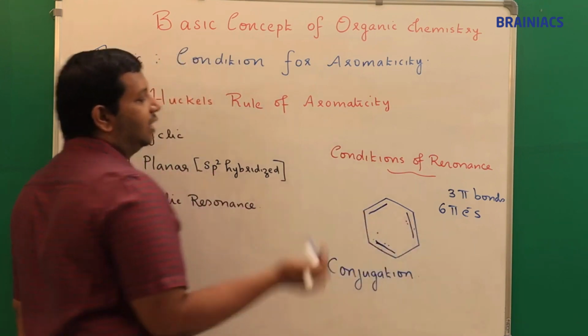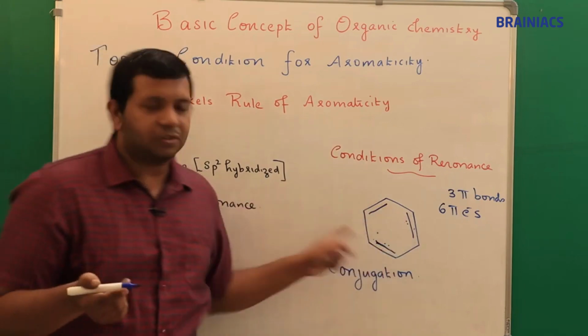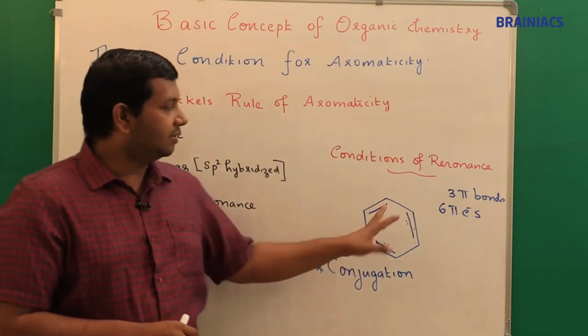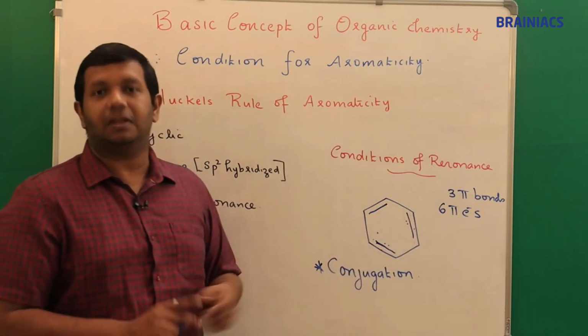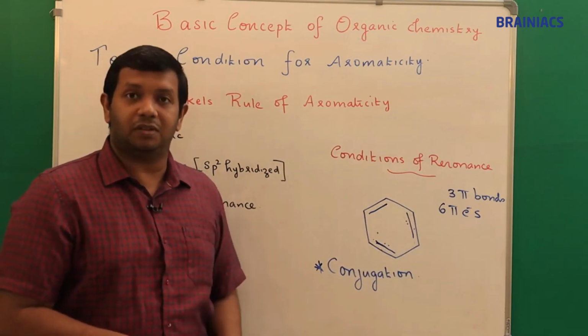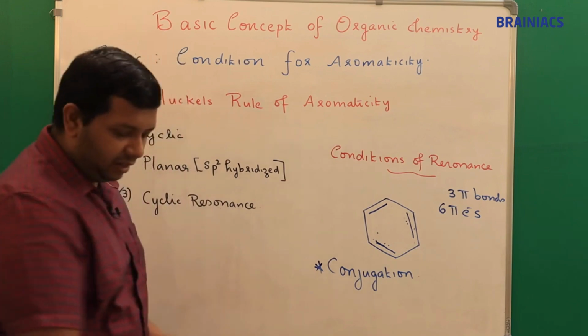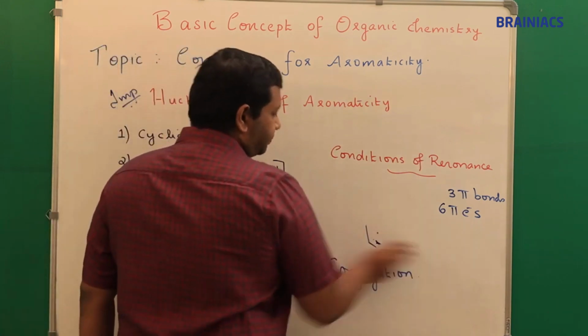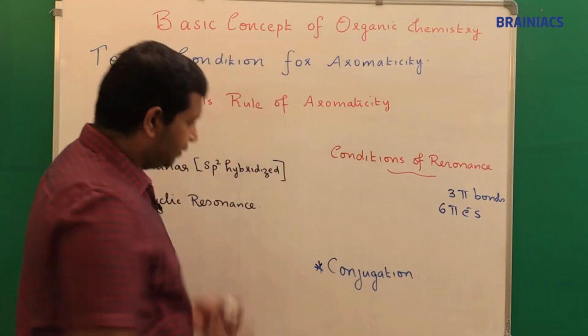Now, you look at the structure, any difference? Only the pi bond has shifted. No positive charge or negative charge has come. So, that is the reason why we say conjugation should be present. Suppose conjugation is not present, what will happen? I can give you an example for that. If conjugation is not present, I will give you another example.